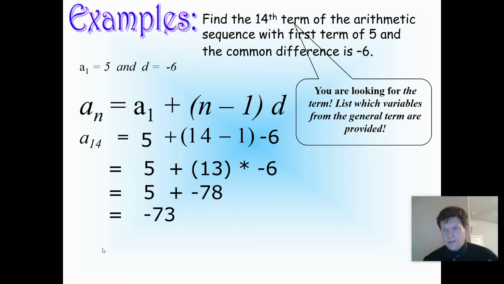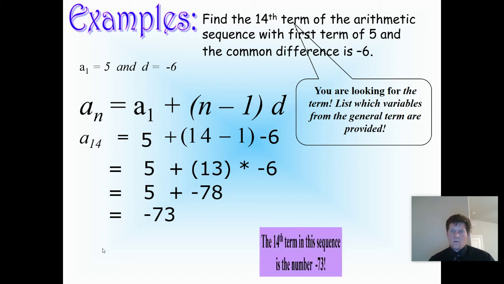What it's telling you is that if you wrote this pattern out, if you had this list of numbers all the way out till you had 14 numbers in that list, that last number would be -73. But instead of writing out that list to get 14 numbers, plug it into the formula, simplify, get your answer. Let's do some more.